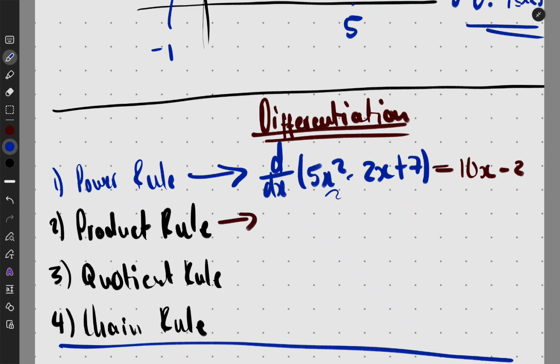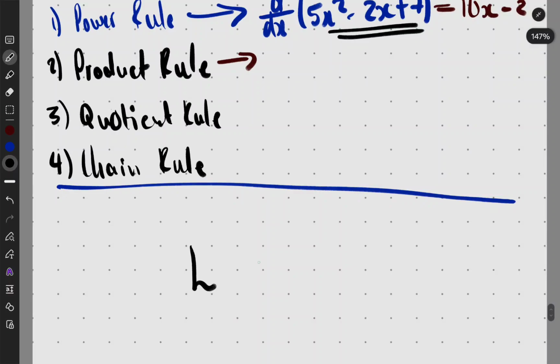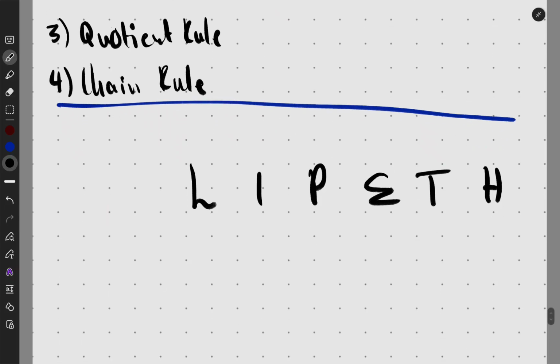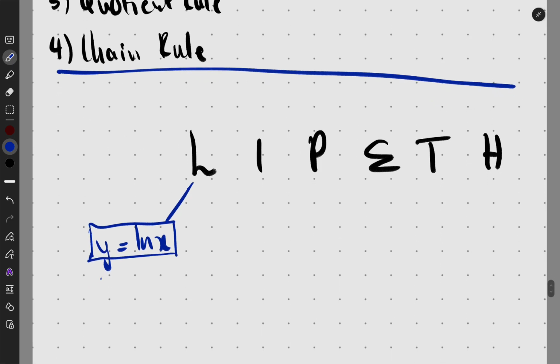Now, what does the product rule say? The power rule is just one you use when you have polynomial functions. In fact, let me show you the types of functions. I believe I've done that before, but I'm going to show you again. We use the word LIPET. L is for logarithmic functions like ln x. The function can be y equals ln x. Another one, y equals log base 2 of x. Here is another logarithmic function.